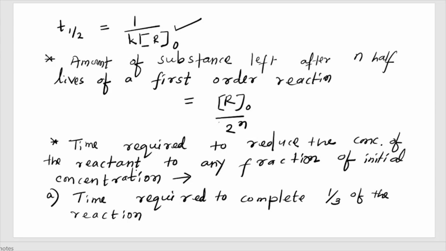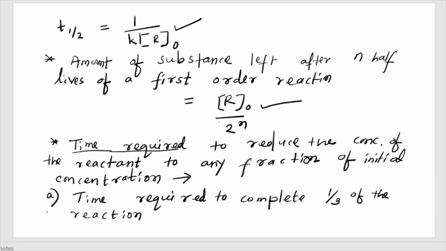Then we come to the time required to reduce concentration. Here you will see it in detail. After n half lives, the substance left behind is this one. And here you will see just the opposite: the time required to reduce to any fraction of the initial concentration. Just now I have explained T half.